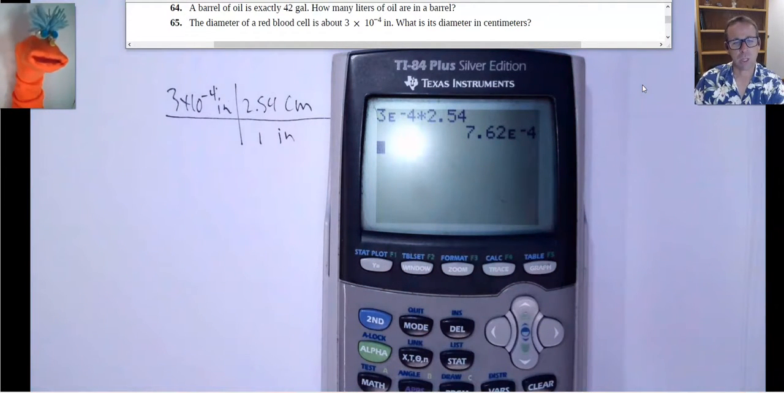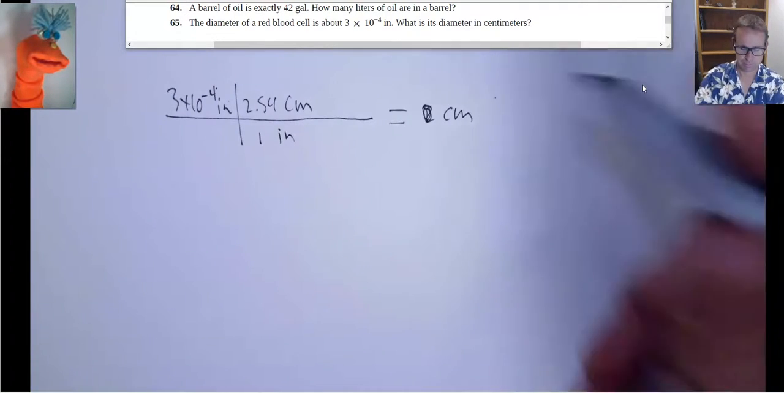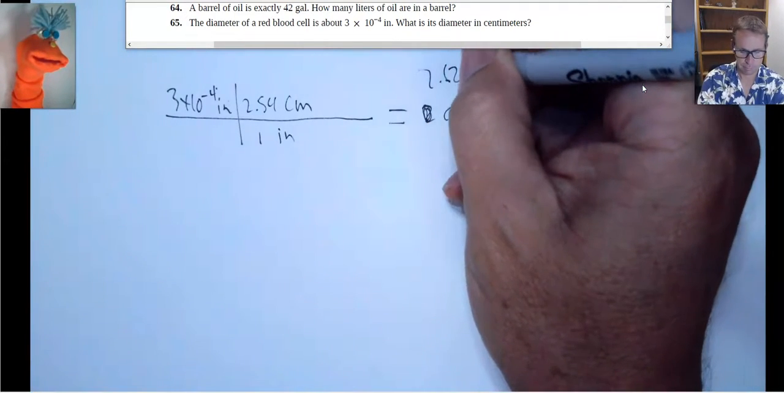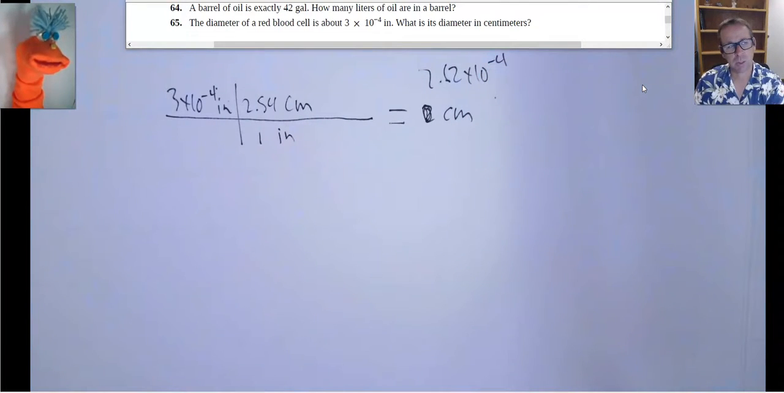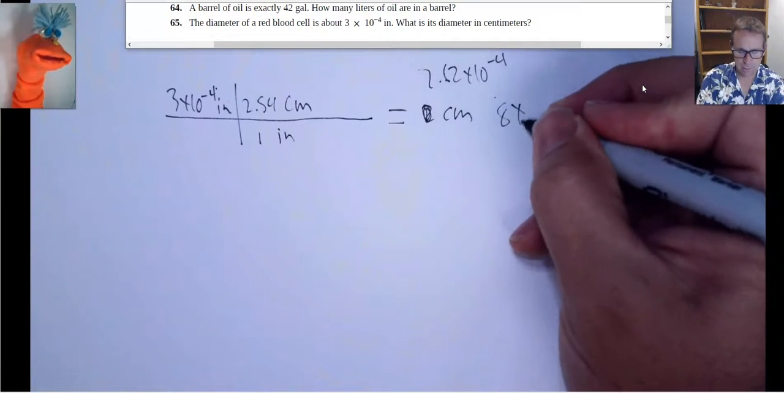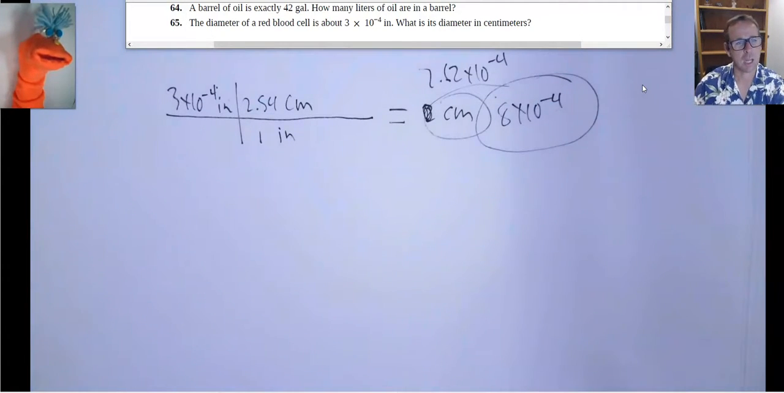All right, so 7.62 times 10 to the minus 4. How many significant digits are we going to keep? Just 1. That's right. So we got 8 times 10 to the minus 4 centimeters as the diameter of a red blood cell.